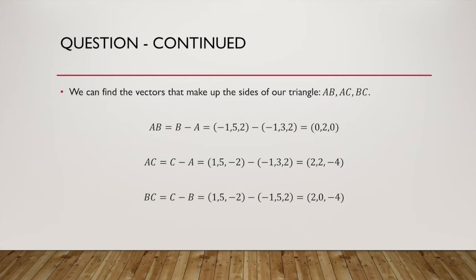Similarly, AC is equal to C minus A, which is equal to 1, 5, negative 2 minus the vector negative 1, 3, 2, and that is equal to 2, 2, negative 4. And then finally, BC is equal to C minus B, and you can go through the arithmetic and you get that that vector is 2, 0, and negative 4.